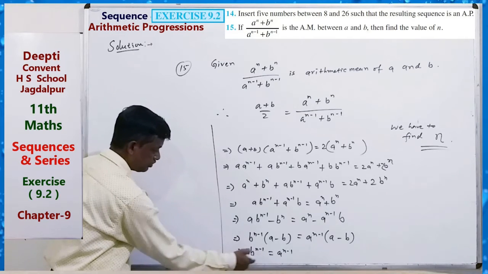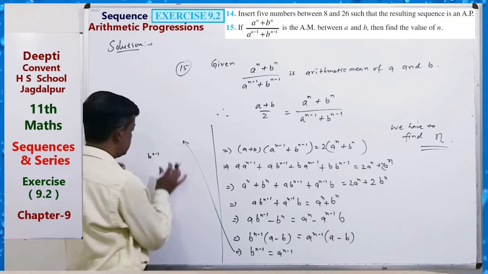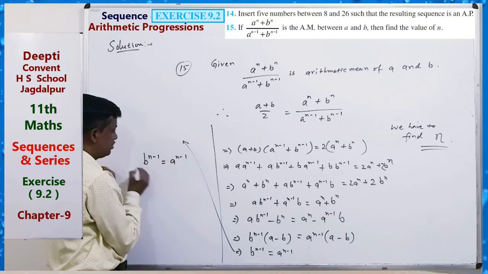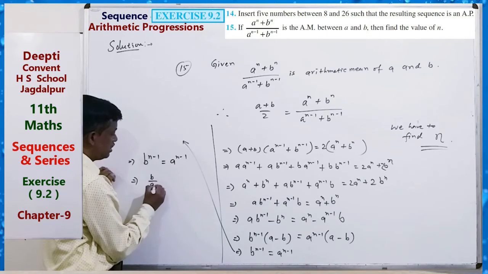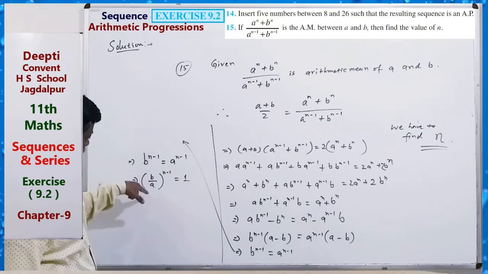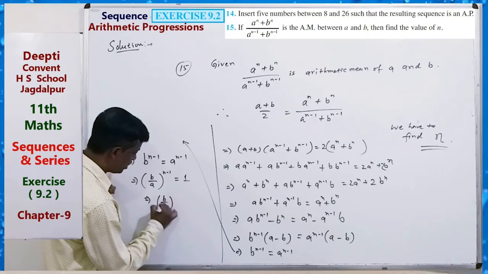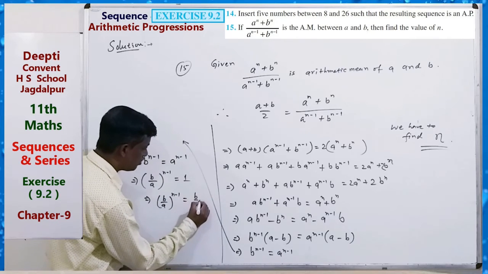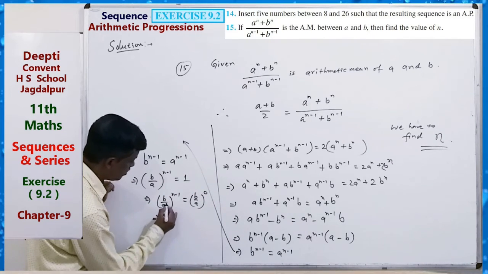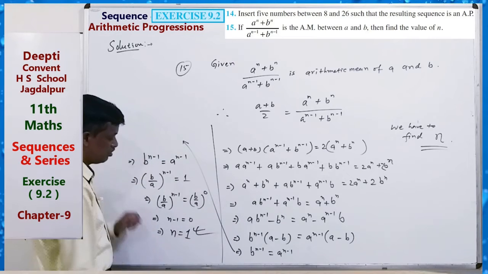Now this is b power n minus 1 equals a power n minus 1. So here b by a power n minus 1 equals 1. We can write, transferring to the left hand side, b by a power n minus 1 equals 1. So we can also write b by a power n minus 1 equals b by a power 0, because something power 0 equals 1. So this can be written like this. So here bases are the same, so n minus 1 equals 0, here n equals 1. So the value of n is 1.